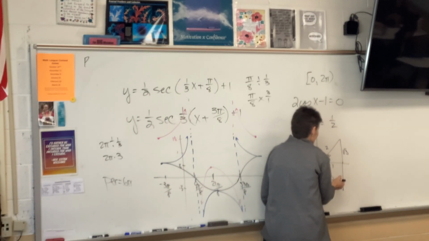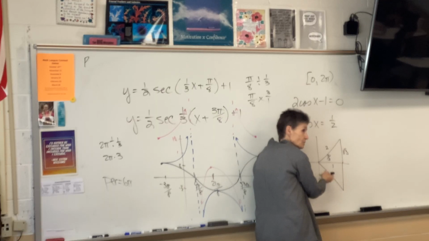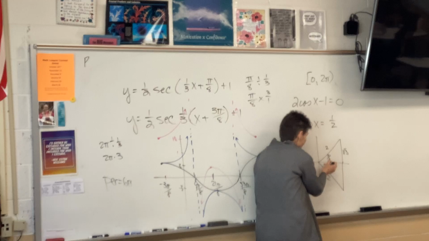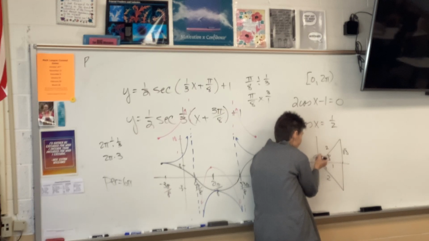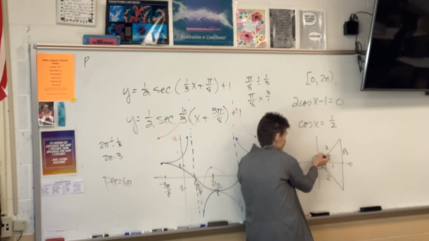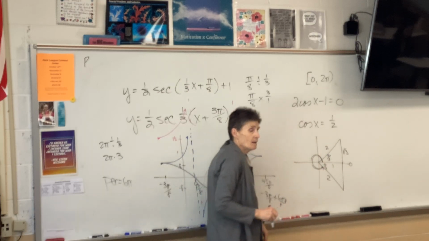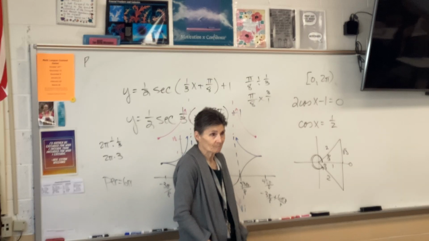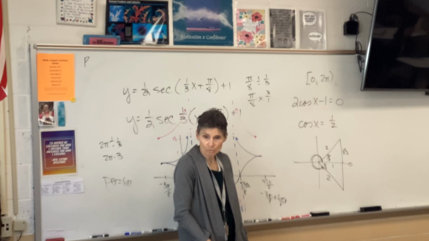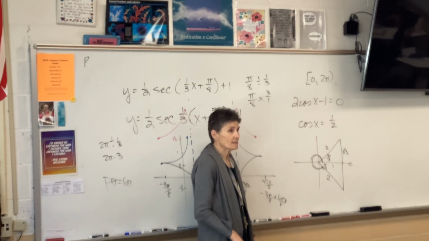Right here, isn't adjacent still 1 and hypotenuse 2? So this angle's pi/3, but I need to know this one. Remember, this is 0. This is where we start measuring. So we're going to come all the way around to this line. How big is that angle? Well, in degrees, it would be 300, because it's 360 minus 60. But what is it in radians?